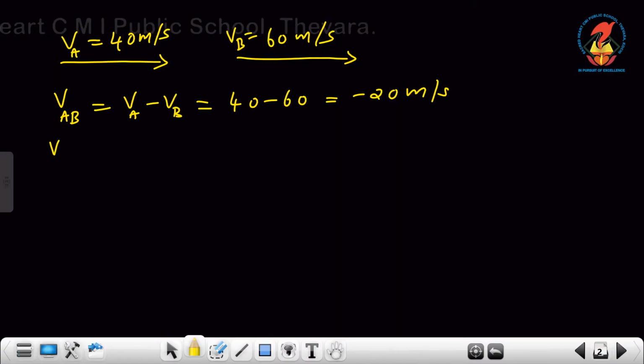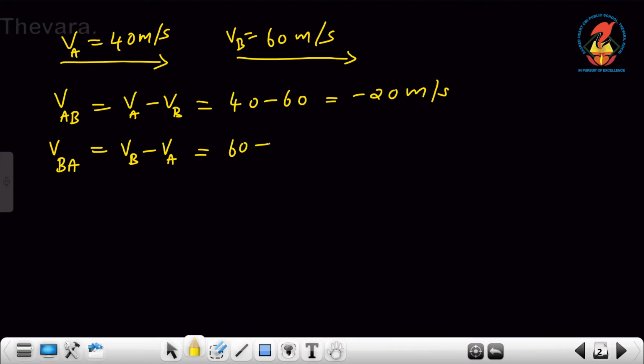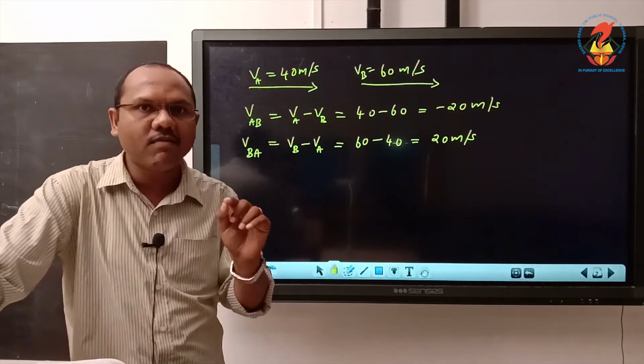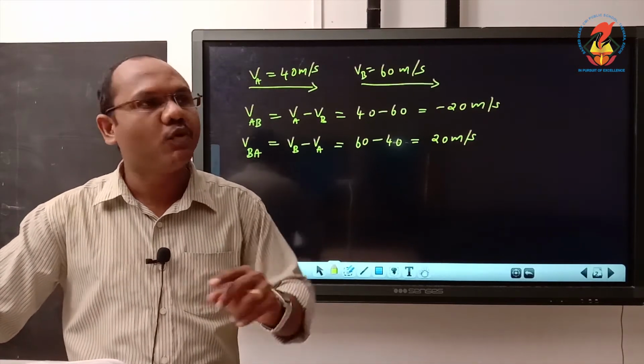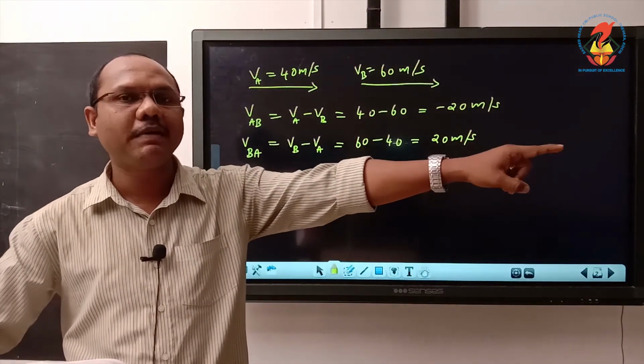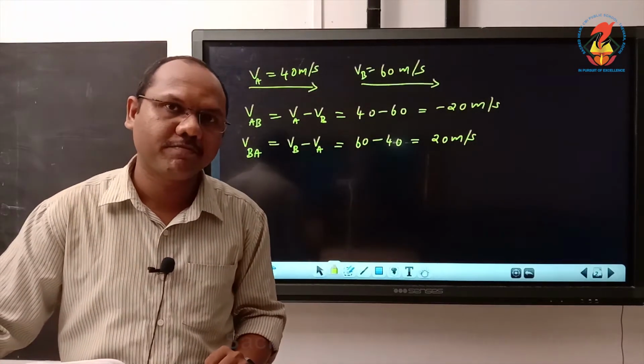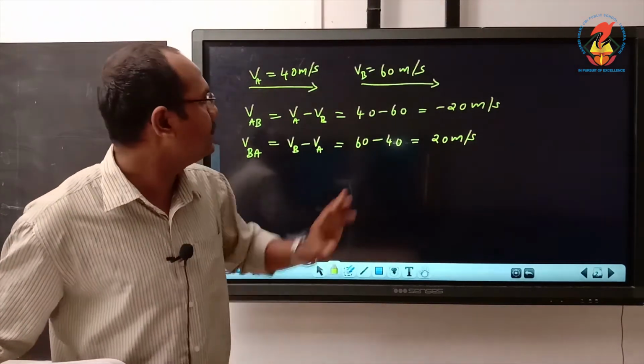Now, what is VBA? Velocity of B with respect to A is VB minus VA. What does this mean? This means that when A looks at B, A will think that B is moving forward with a speed of 20 meter per second. Okay, so that's the idea.